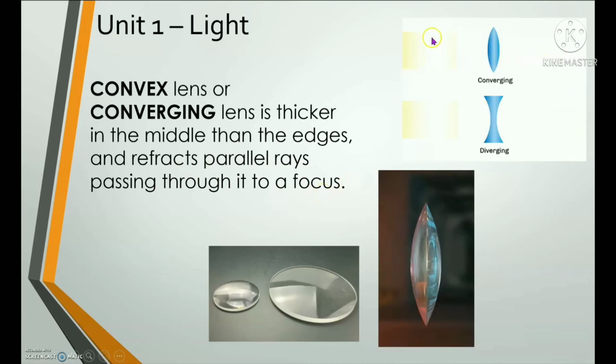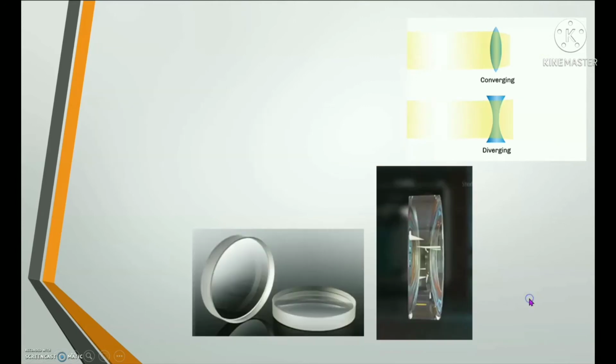So meaning this is the light rays. When it passes through a converging lens, it refracts the light rays into a focus. As you can see, the focal point. Okay, so that is a converging lens. Again, what part of a convex lens is thicker? Very good. The middle part of a convex lens is thicker than the edges. Very good.